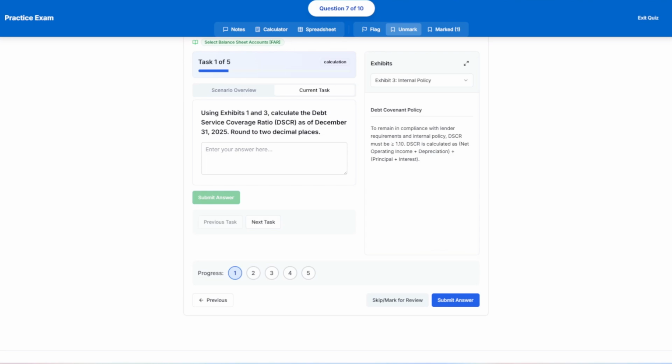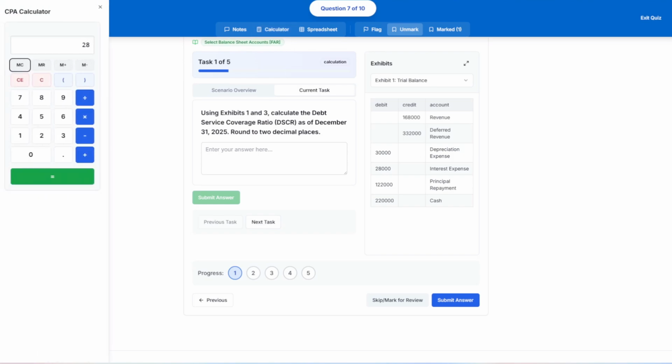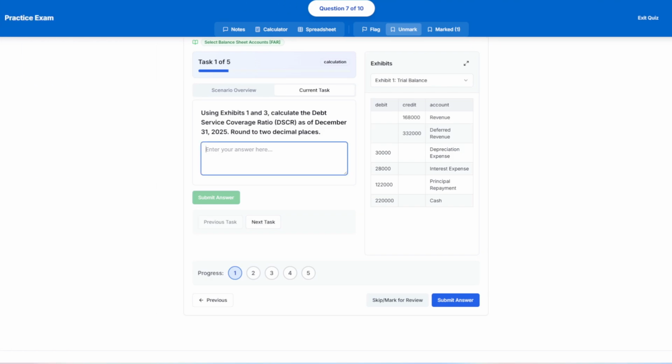Now flip to Exhibit 1, the trial balance. Look at interest expense, $28,000, and principal repayment, $122,000. Add those together, and your total debt service is $150,000. Now let's find the numerator. Revenue is listed as $168,000 and depreciation expense is $30,000. That gives us a numerator of $198,000. So now 198 divided by 150 gives us a DSCR of 1.32. That's comfortably above the minimum requirement.